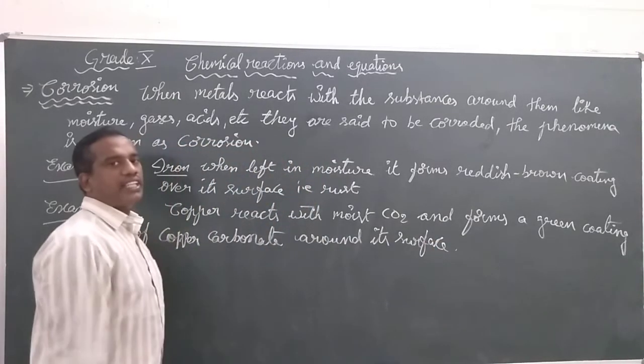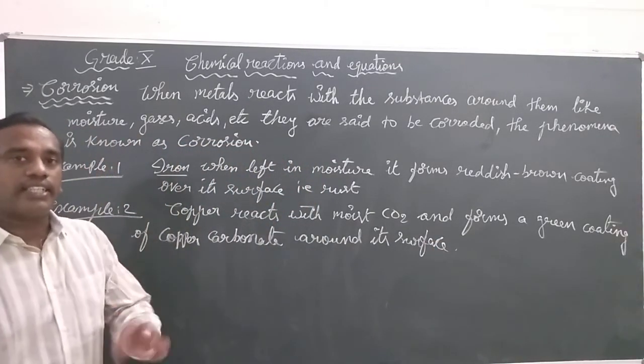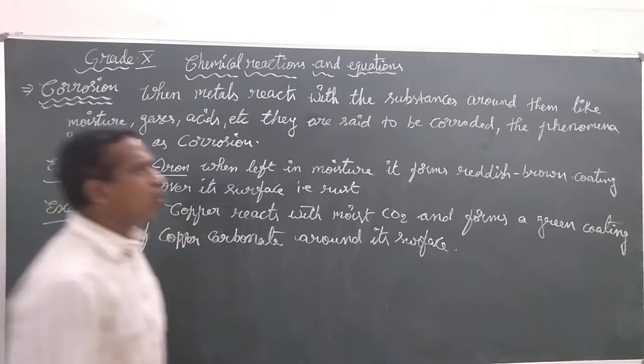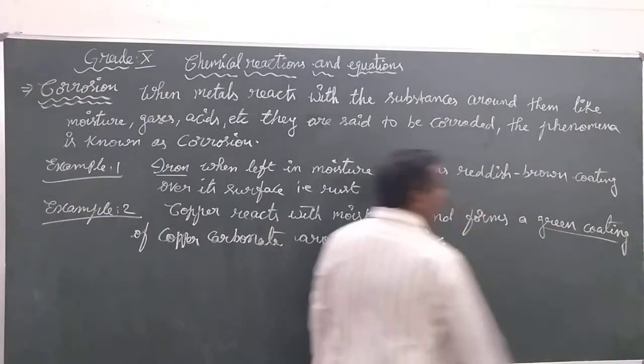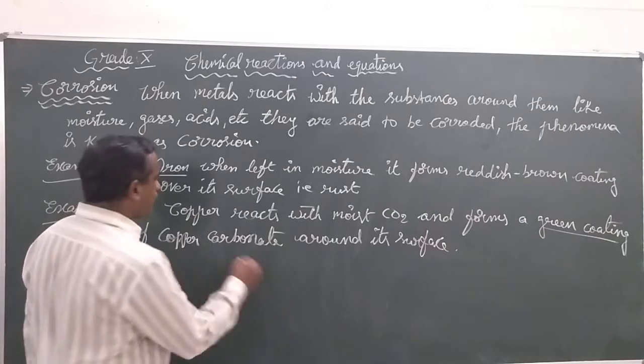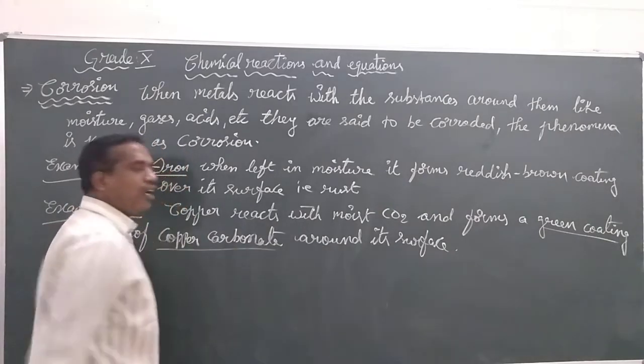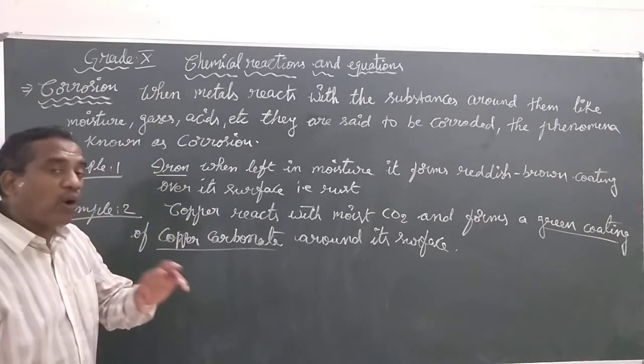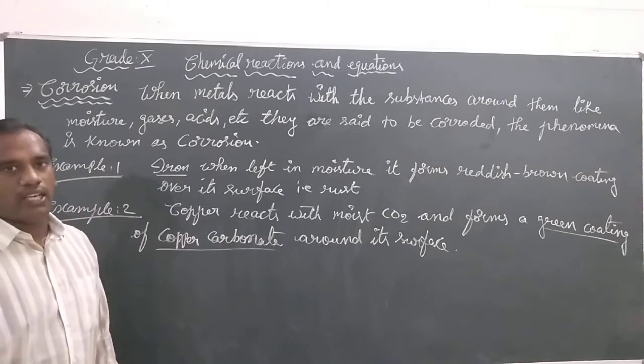So what is the change in color with the copper we observe? The change in color is from brown to a green coating. What is the product that is formed here? It is forming copper carbonate around the surface of the metal.